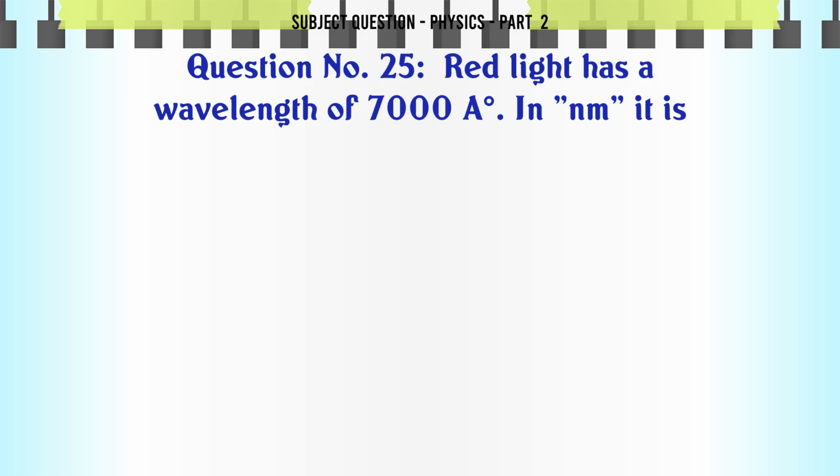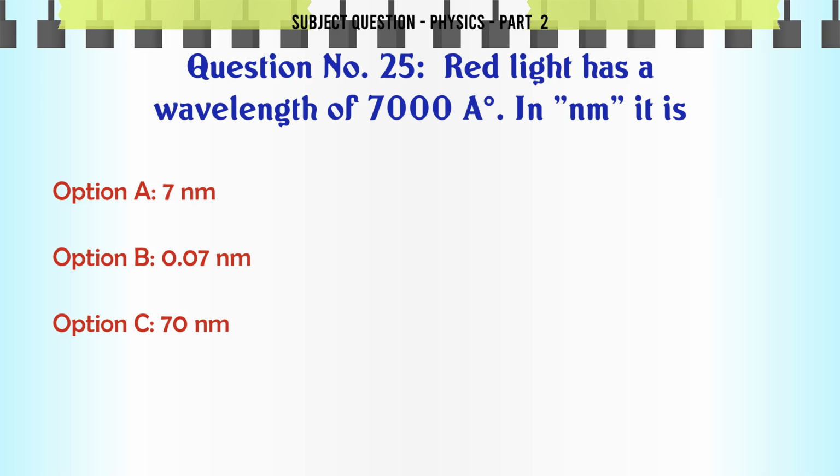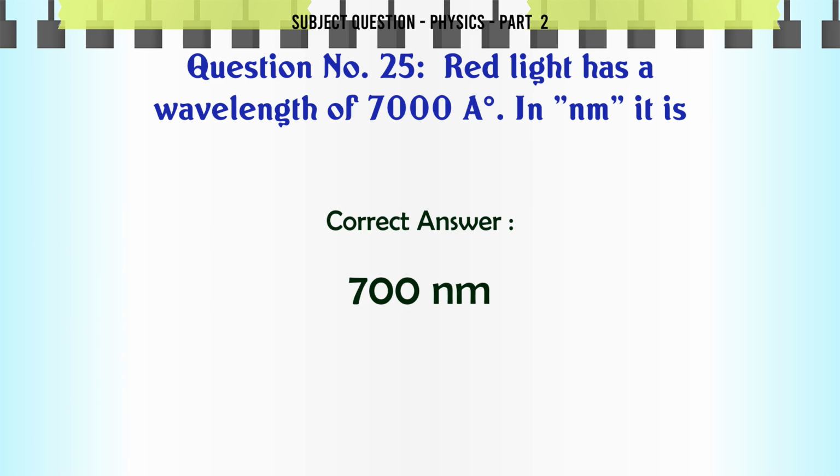Red light has a wavelength of 7000 Å. In nm, it is A. 7 nm, B. 0.07 nm, C. 70 nm, D. 700 nm. The correct answer is 700 nm.